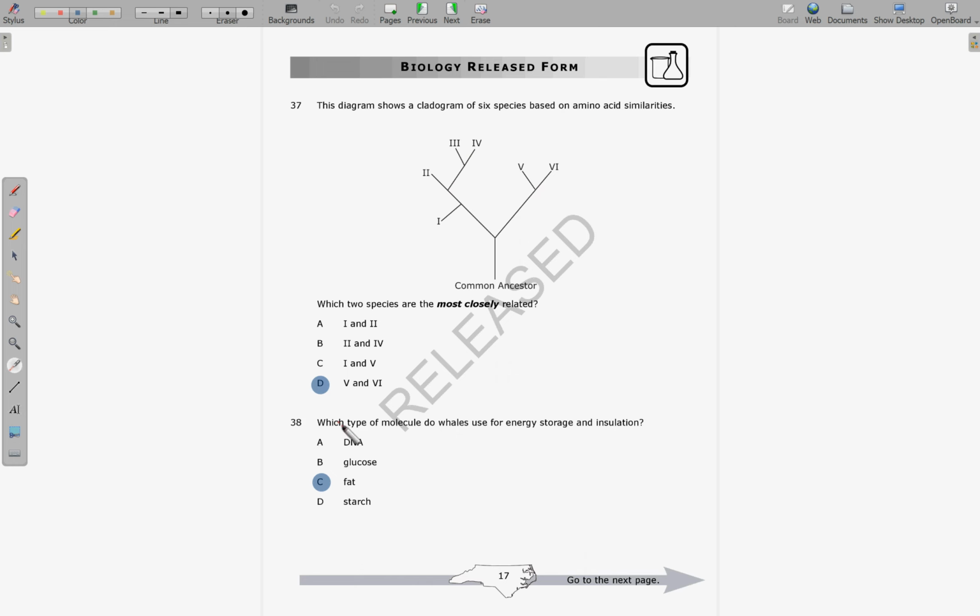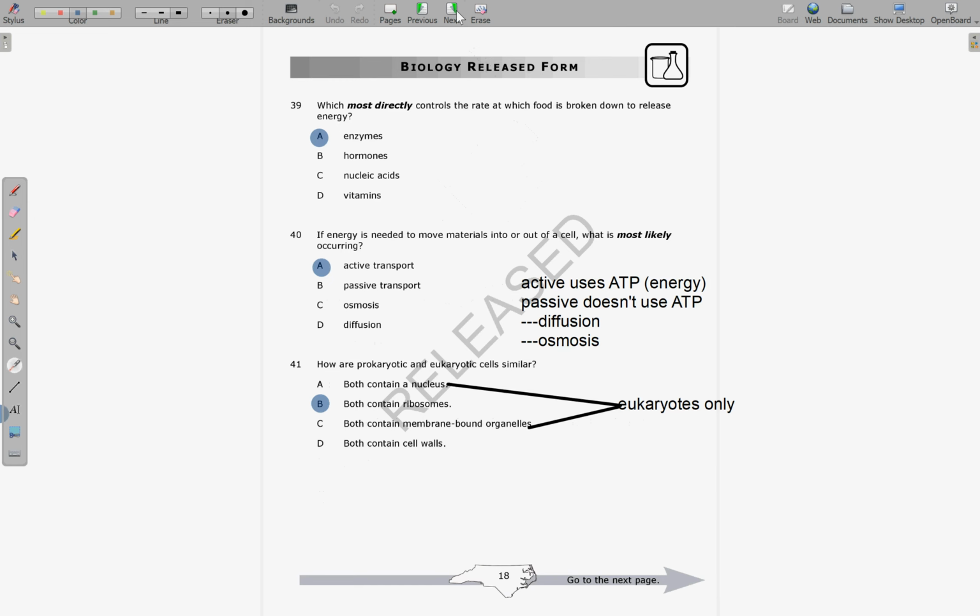Which type of molecule do whales use for energy storage and insulation? Fat. They call it blubber, but it's fat. Number 39. Enzymes help break down things or put things together. Enzymes speed up chemical reactions. Number 40. Active transport uses ATP. Passive transport doesn't.